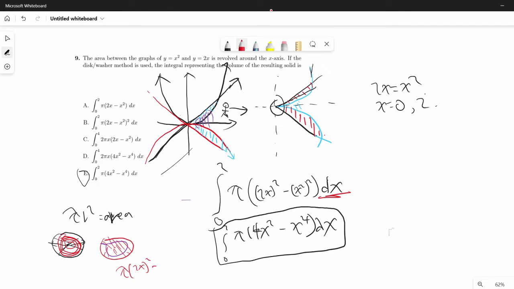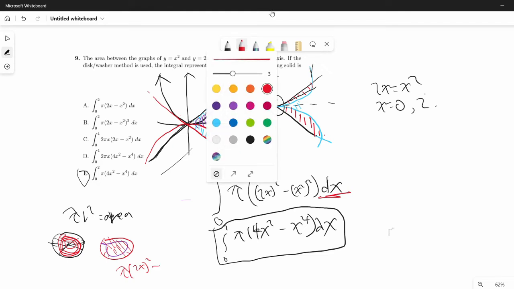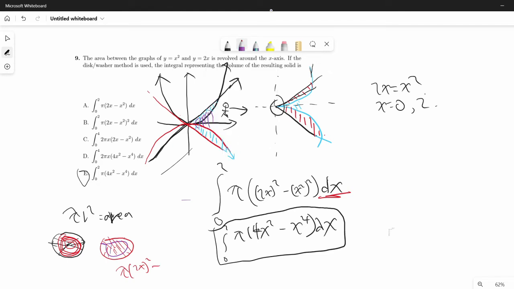And then minus the inside area, which is the purple area, which is pi r squared of the parabola. So that's why we have this function. Essentially, we only want the middle area. We're doing that by subtracting the inner area from the outer area.